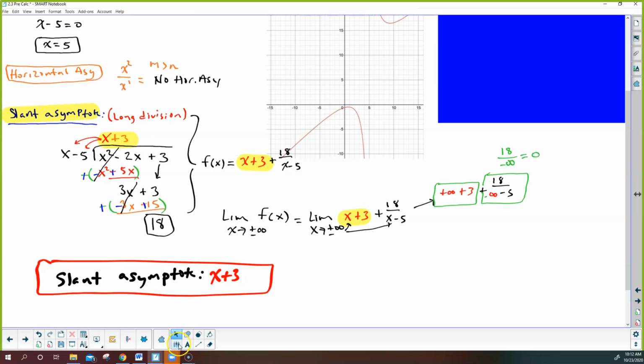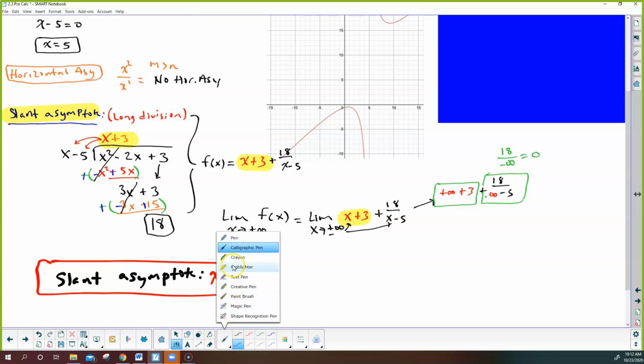So the slant asymptote is actually the equation. Notice the equation was x plus 3. Oops, that should be yellow. That is my equation for the slant asymptote. Now, think of the word slant. It means going up left or right. And I'll show you why our slant equation is not just a number, it's an actual equation.